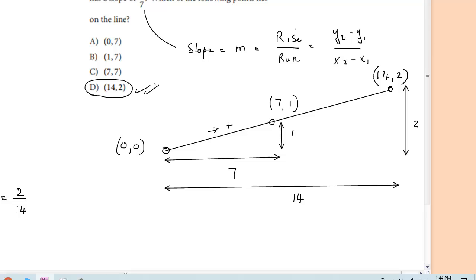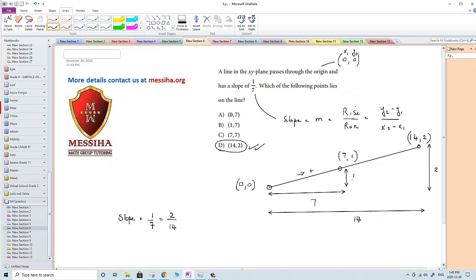But (0, 7) is not correct. (1, 7) is not correct. It should be (7, 1). So this is a little bit malicious. Some students can choose this one. But in our case, we need to know that the x coordinate comes first, and after that the y coordinate. So (7, 1) or (14, 2). So (14, 2) is the right answer. Next.